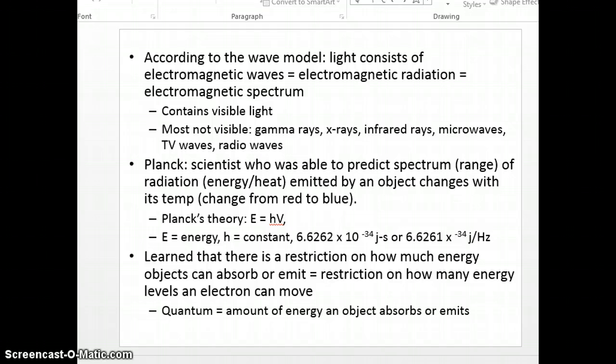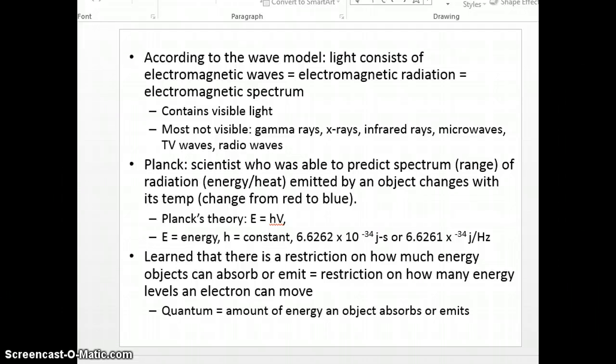And then scientists learn that there's a restriction on how much energy objects can absorb or emit. They can't just keep absorbing and absorbing or giving off and giving off. The reason for the restriction is because the electrons are at certain levels and they can only move so far. They can't keep moving and moving.